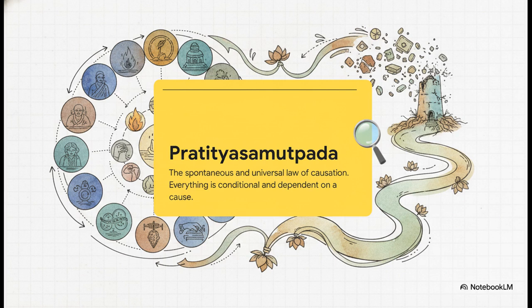It brilliantly, completely avoids the extreme of eternalism, which is the idea that things exist forever, entirely independently. And on the flip side, it avoids pure nihilism, the idea that things just pop in and out of existence randomly. Everything, literally everything, is strictly conditional.